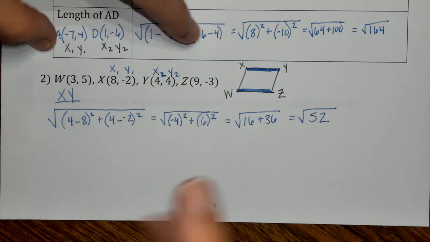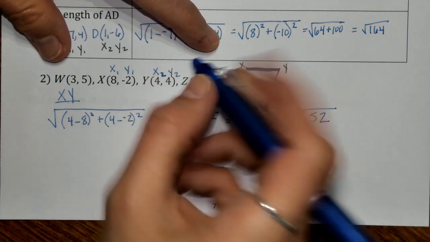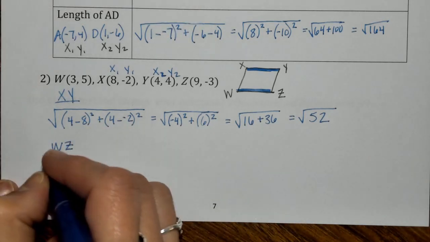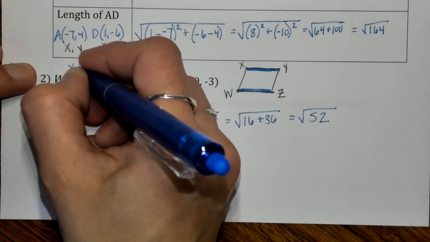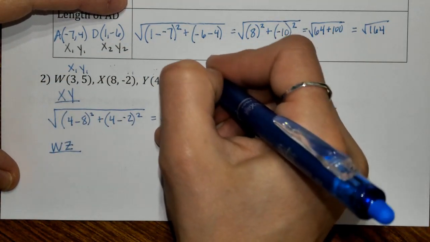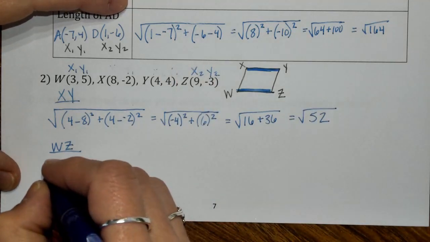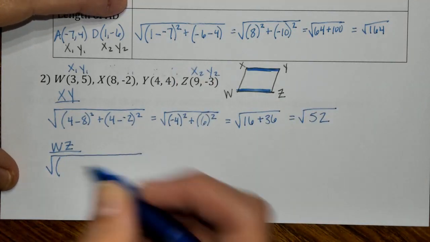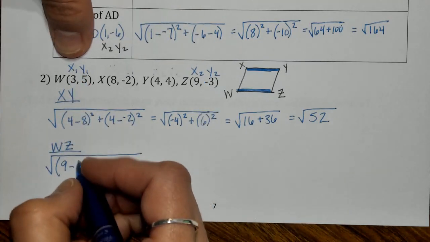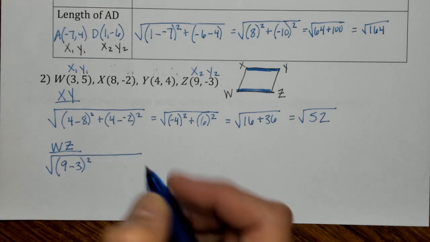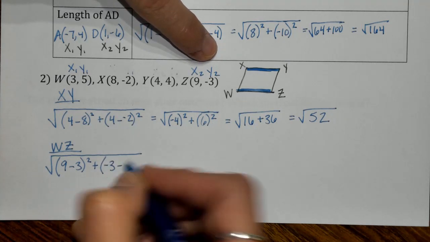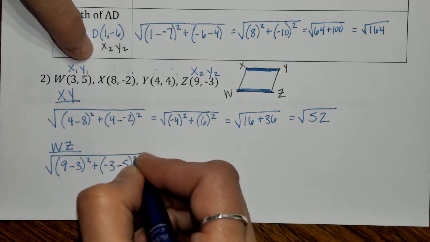So now let's go check out WZ, making sure everything's still on the screen. So W, I'm going to put X1, Y1. We can erase these so we don't get confused. X2, Y2. All right, so the same thing we've been doing. X2, 9, minus X1, 3, squared, plus Y2, negative 3, minus Y1, 5, squared.